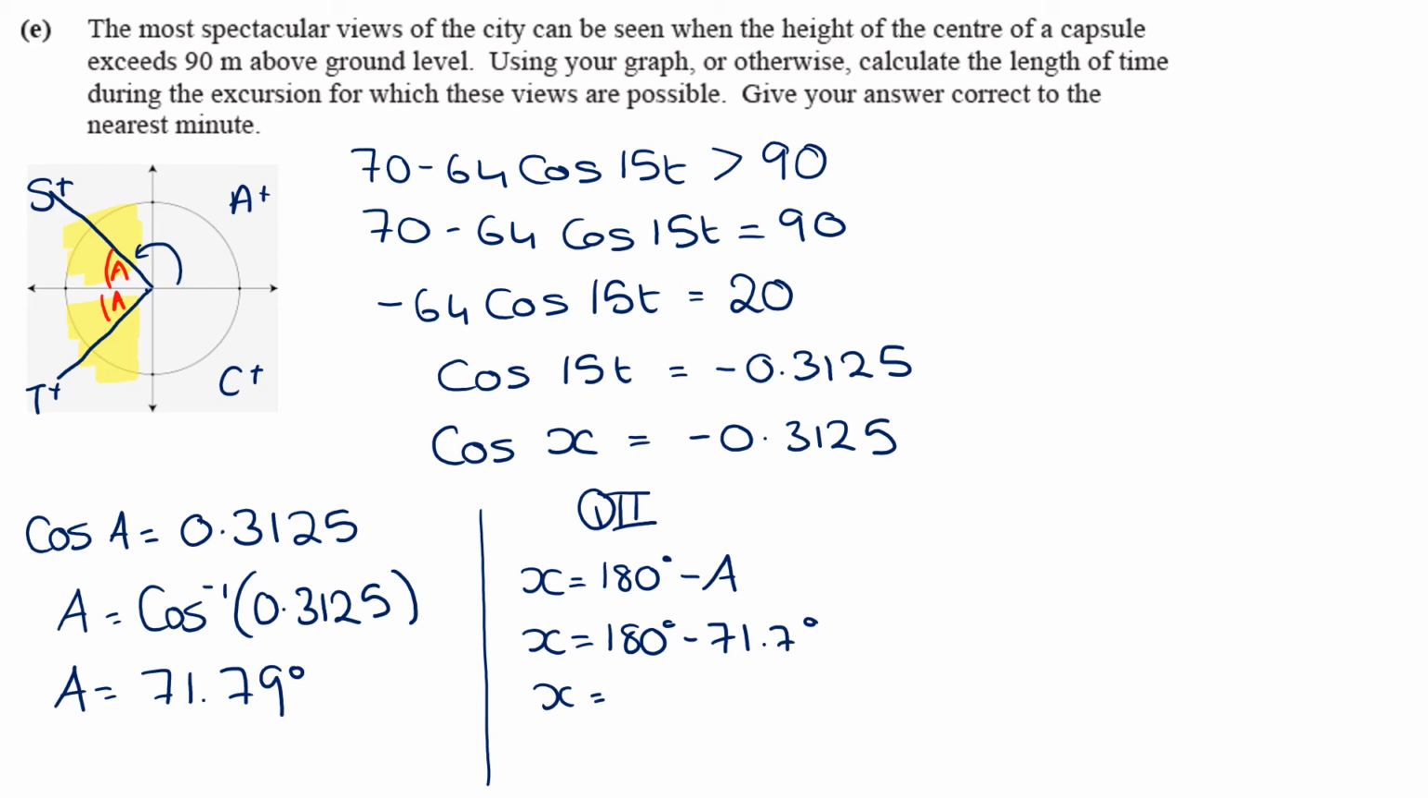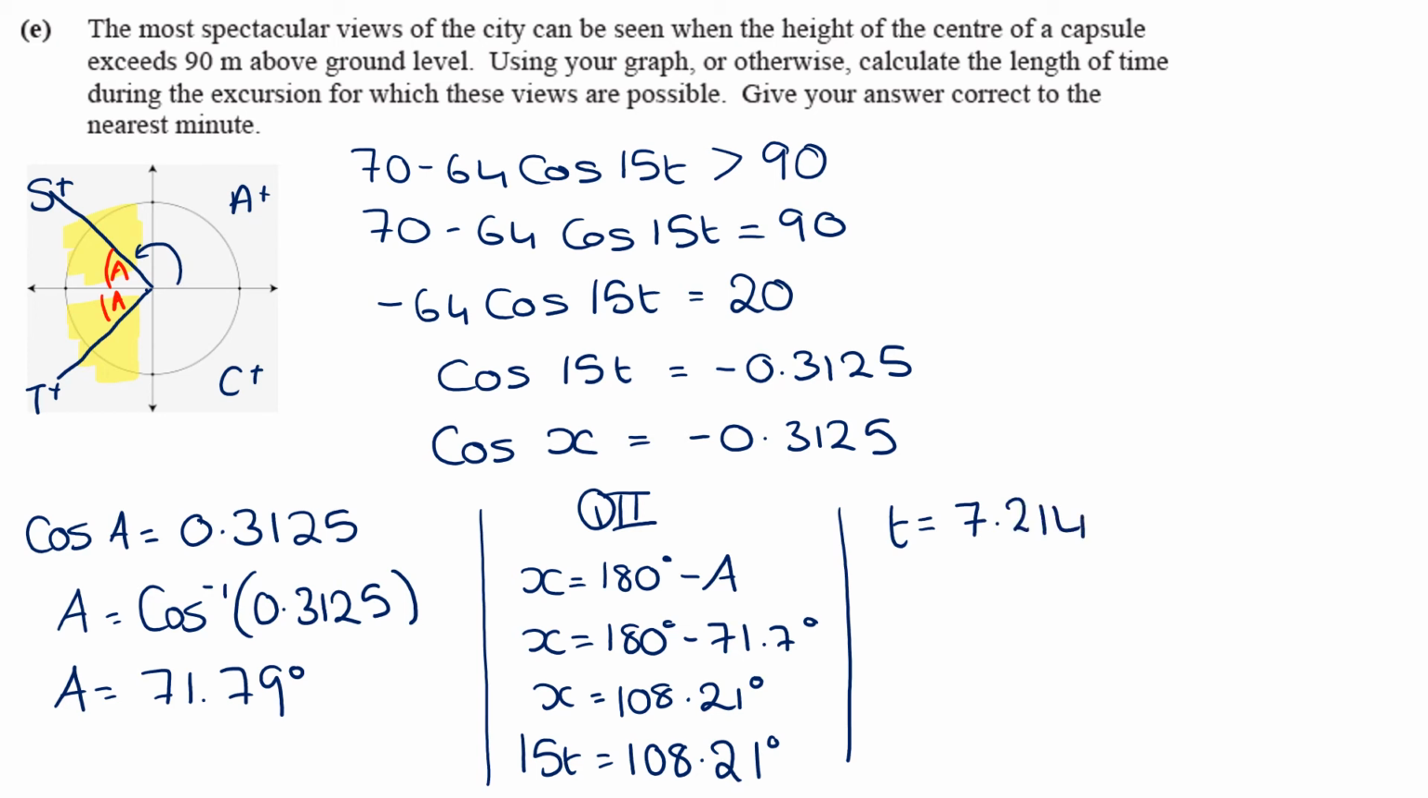So X is equal to 108.21 degrees. We only want two answers. We don't want any rotation, so I can go straight here. Instead of x, I can say 15t is equal to 108.21 degrees. So that gives me the answer t, dividing both sides by 15, and I end up with 7.214. This is time, so we're talking in minutes. We wanted it correct to the nearest minute.